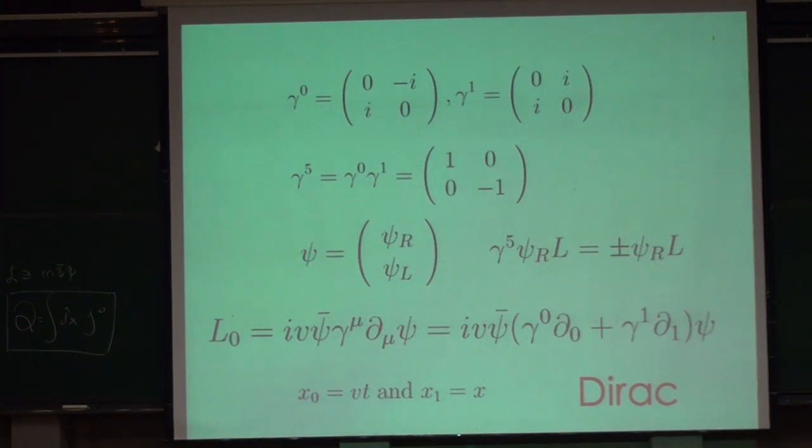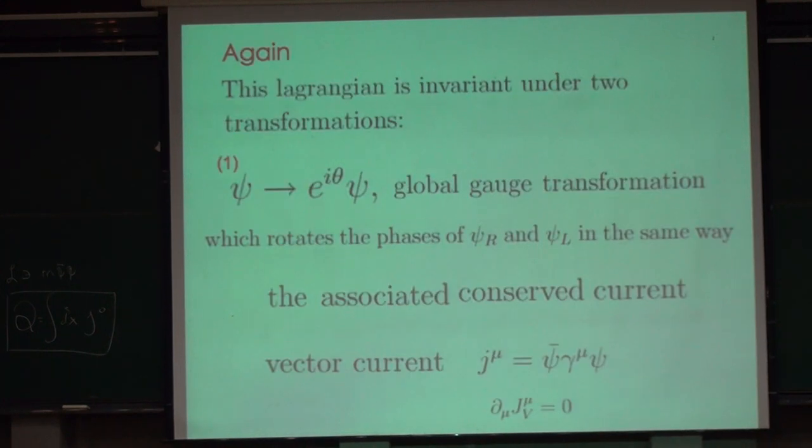So with such a Lagrangian, again we have symmetries. Although here we are talking about systems in 1+1 dimension, the Lagrangian is invariant under two transformations. Again, the first is the global gauge transformation, global phase transformation, which rotates the phases of psi r and psi l in the same way as I said before. And the associated conserved current is this, the same as before.